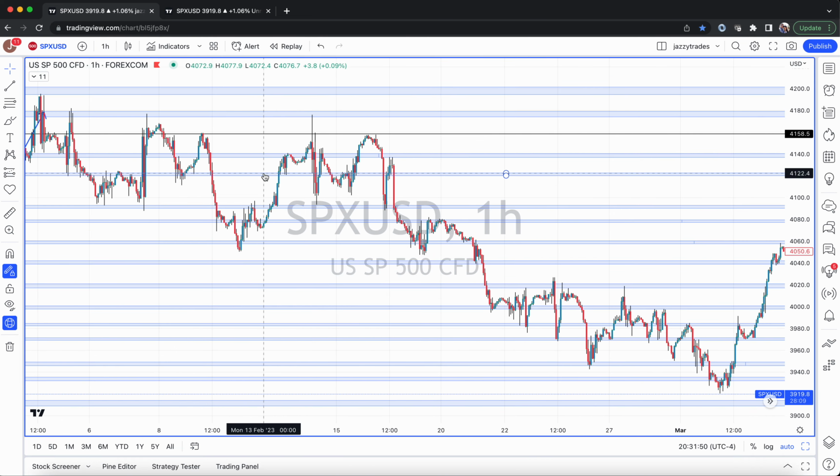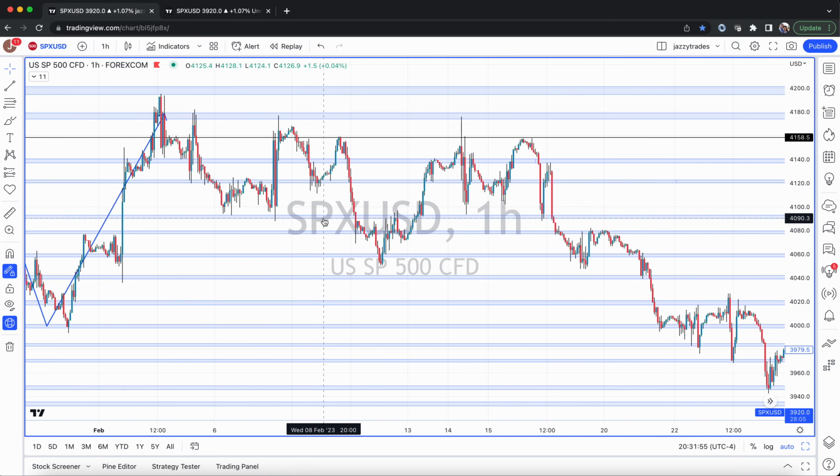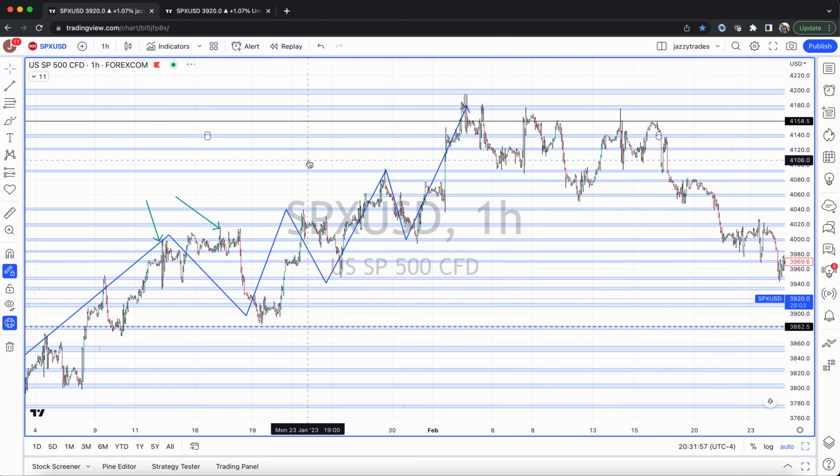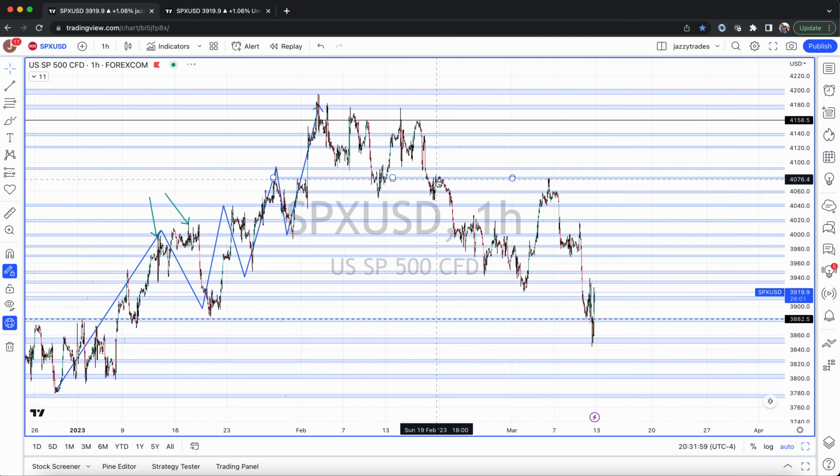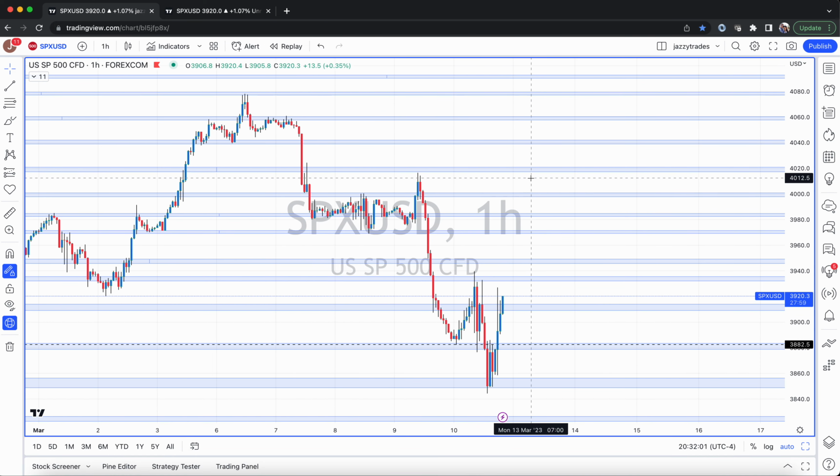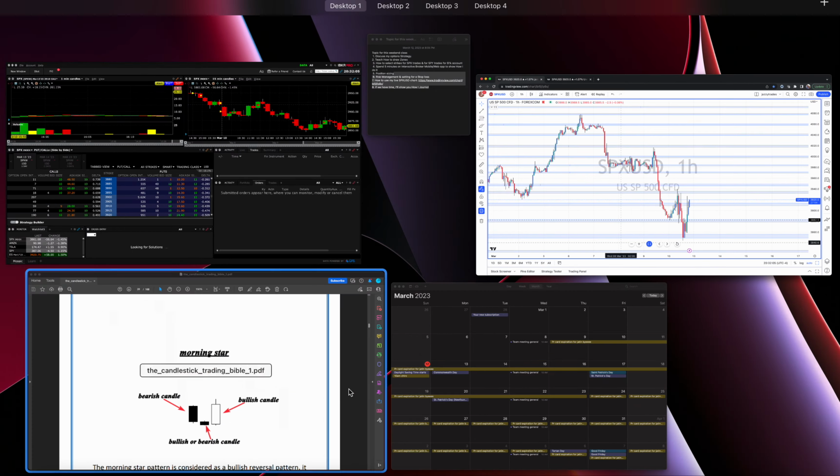Because a lot of people ask me actually on Discord, when do you redraw them? Like, I don't need to. Right? Because if it's working, why change it? Okay, so that was zones. Any questions on the zones before we move on?